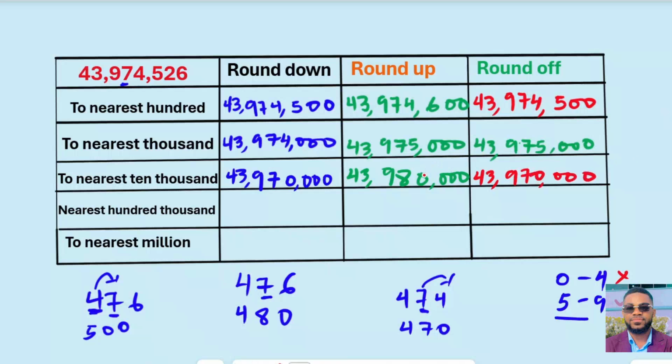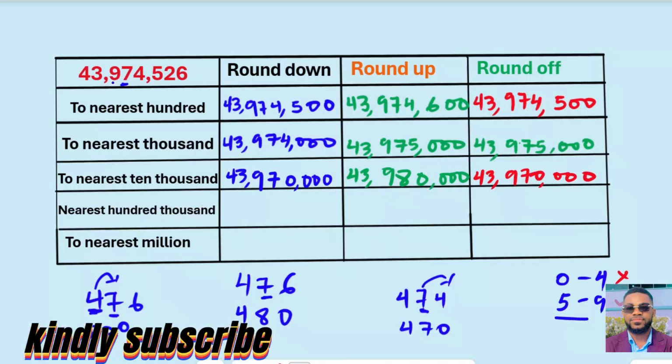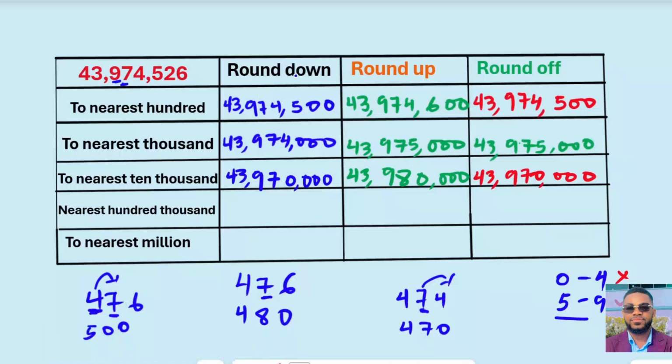Let's move on to the last but one. Round to the nearest 100,000. So that's obviously going to be this number 9. Remember that we have to round down, so let's round this number down. The number behind is 7, which is more than 5. But we can't add 1 to this 9 because we have to round down. So you have to maintain this 9 without adding 1 to it.